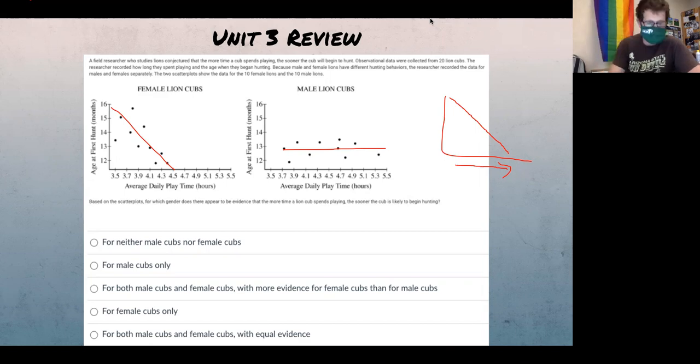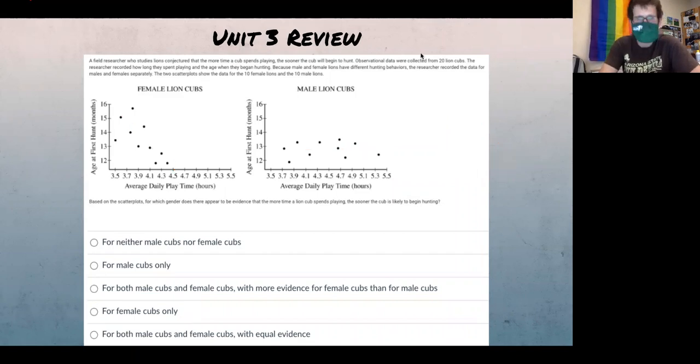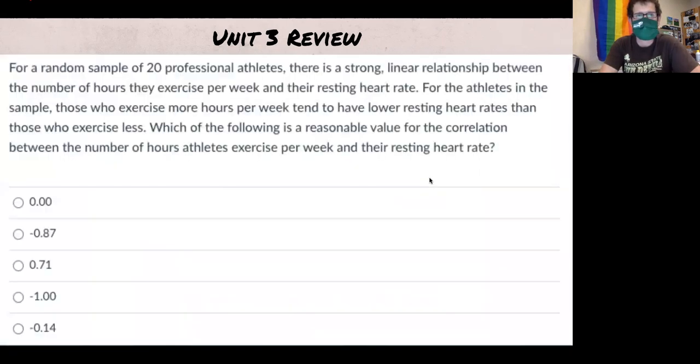So there we go. Looks like the answer will be D. So it looks like males start hunting at about 13 months regardless. The females can start anywhere from 16 down to 12 months. All right, we'll clear that. Let's look at the next one.